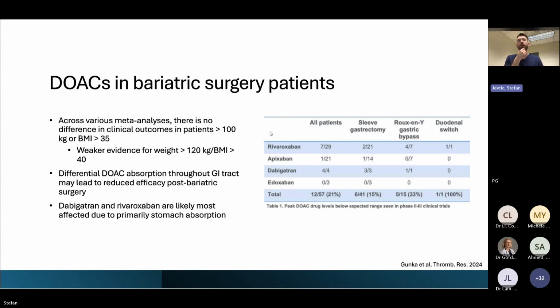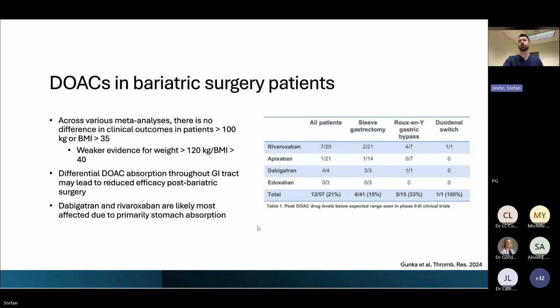And we know that DOACs are differentially absorbed through the GI tract. So dabigatran and rivaroxaban are most absorbed in the stomach. As you know, rivaroxaban needs to be taken with food for appropriate absorption and bioavailability. So I would generally avoid these two agents in the bariatric population, but it seems like apixaban is relatively safe.